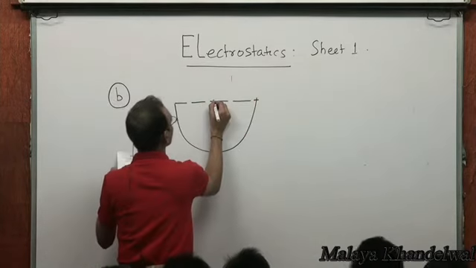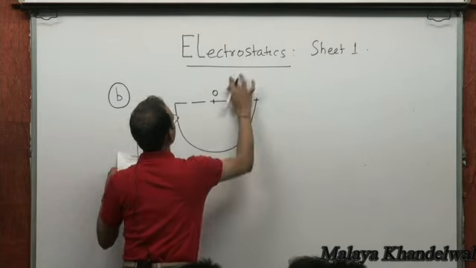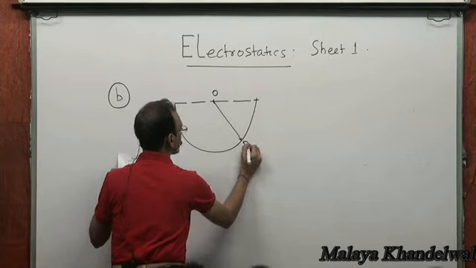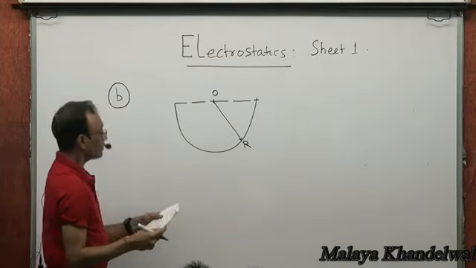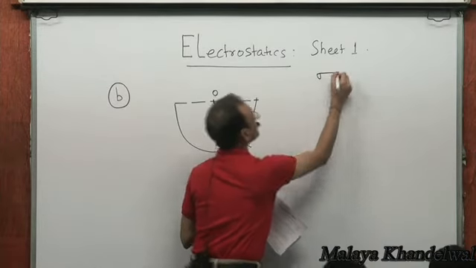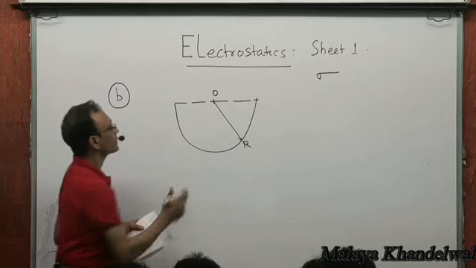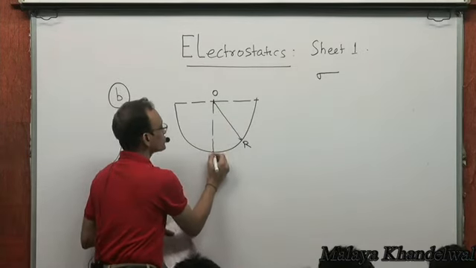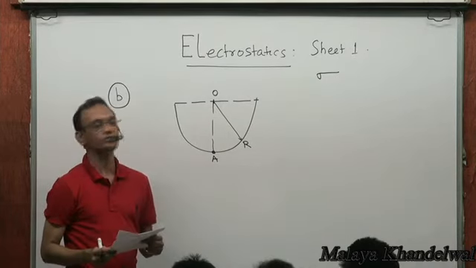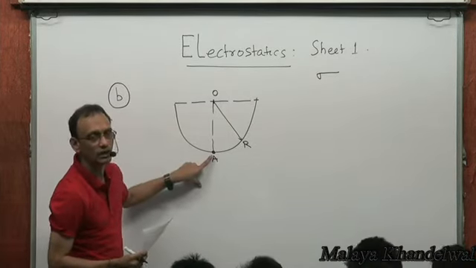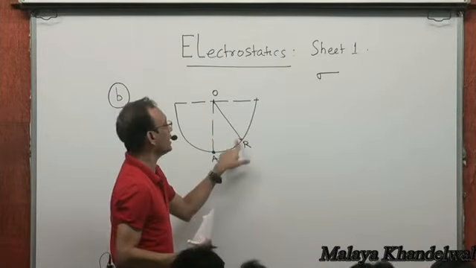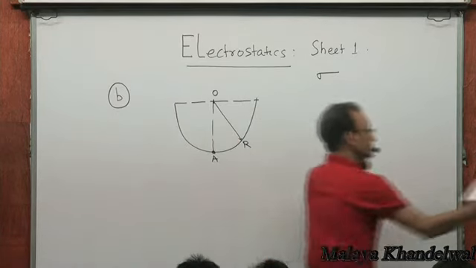There is a hemisphere centered at O and of radius R, and this has surface charge density sigma. We then want to compute the potential at the vertex A of this hemisphere, given that the hemisphere has surface charge density sigma and radius R. Clear?